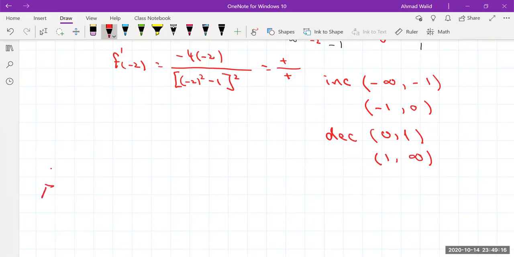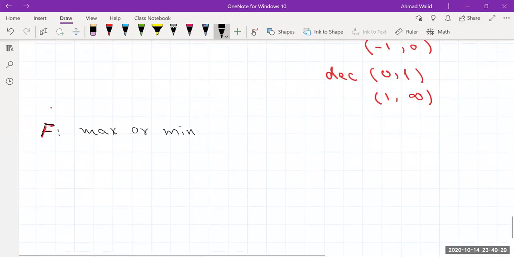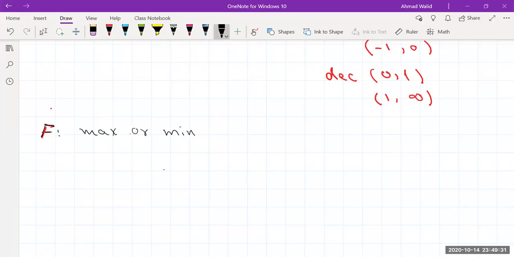Part F. Let me change the color. Part F, I'm looking for max and min, local max or local min, correct? Just copy your sign chart again here and talk about local max and min.